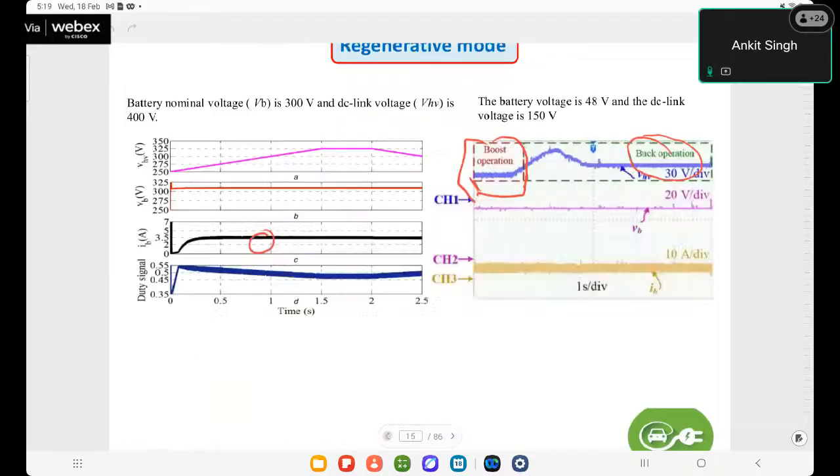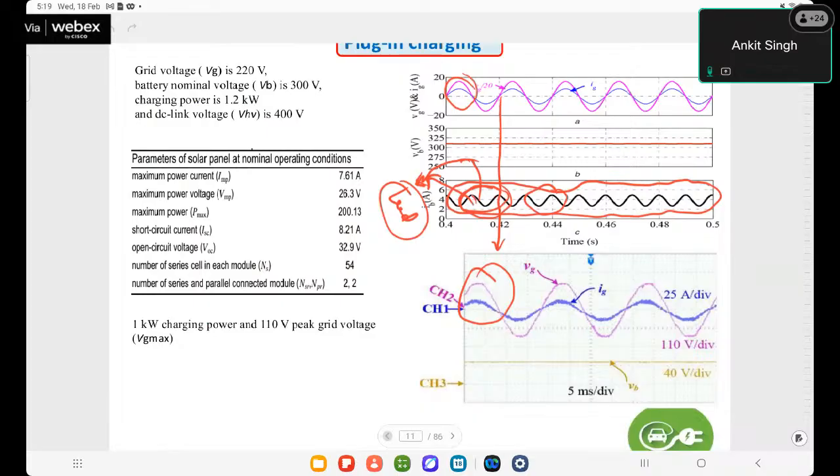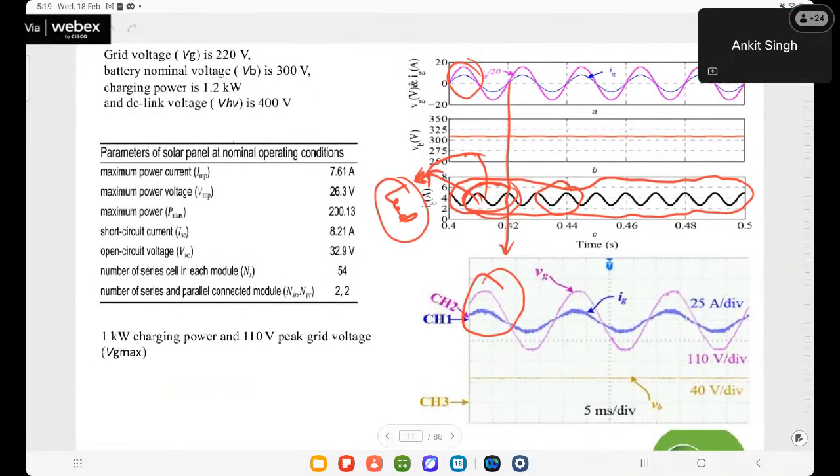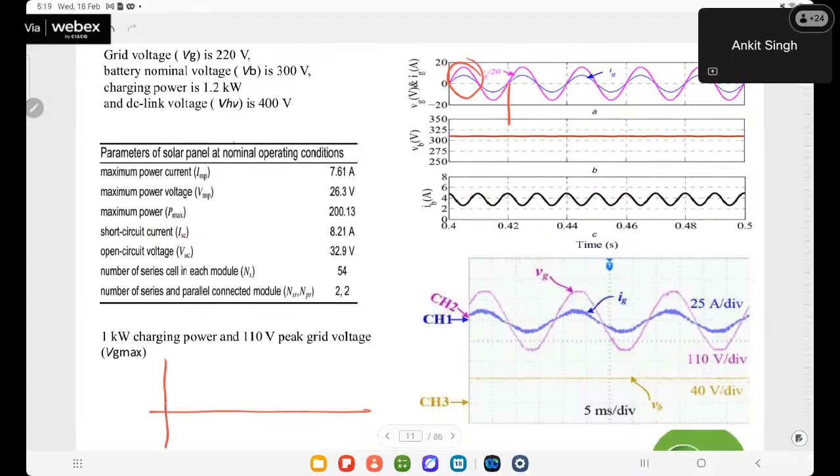Just wait. In this particular case, I will erase the things and then show you again. If there is no ripple, in a grid based charging the battery current will vary in this fashion. If this is the T, this is the IV.